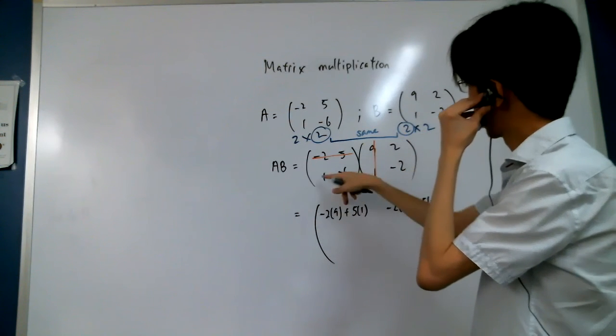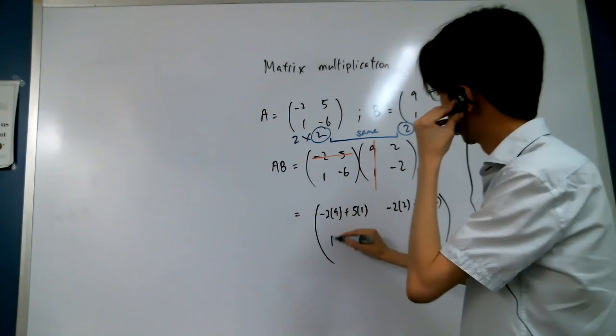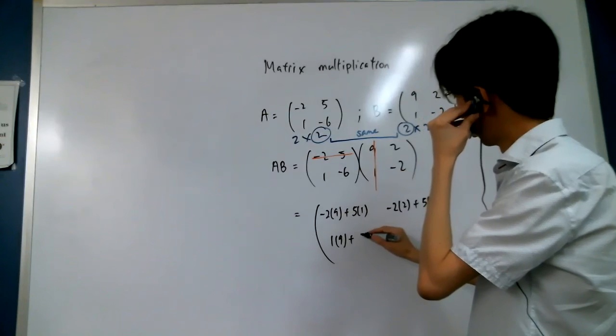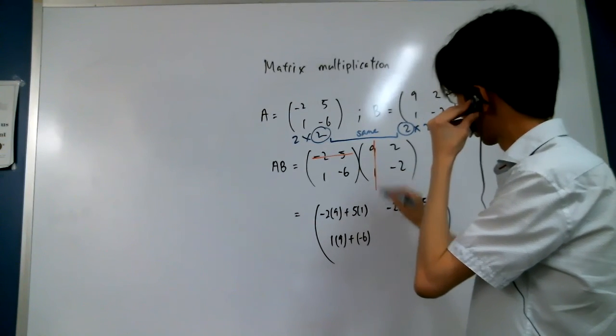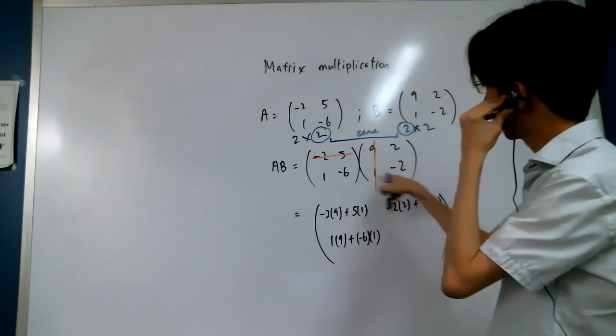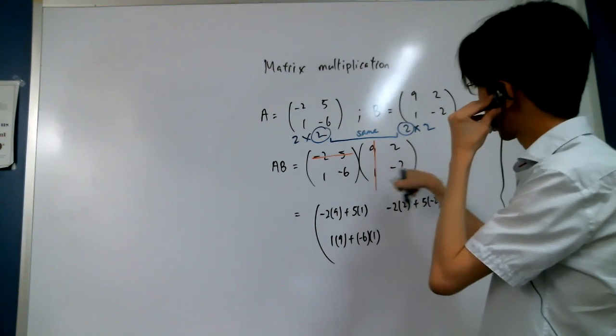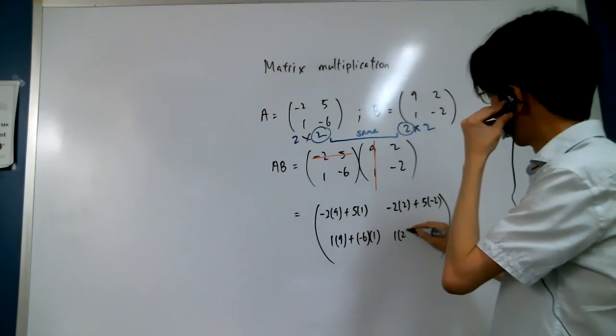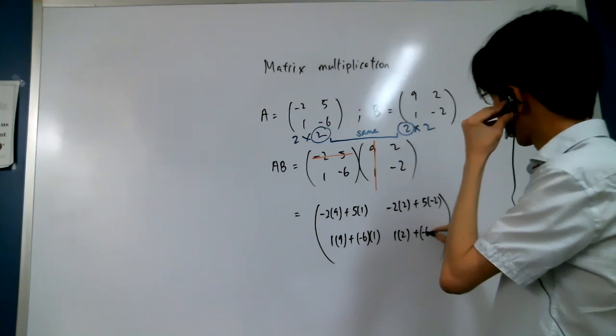Now you move on to the second row. So 1 times 9 plus minus 6 times 1. Then finally, second row, second column. So 1 times 2 plus minus 6 times minus 2.